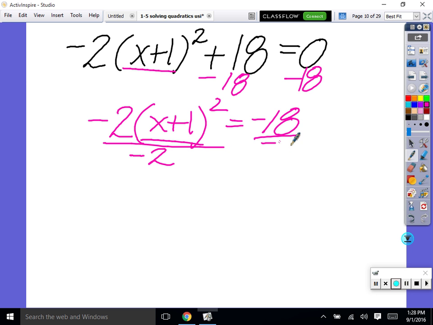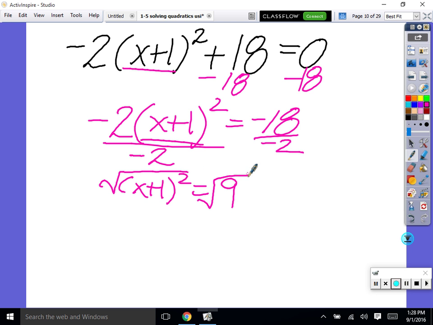Divide by negative 2. So we have x plus 1 squared is equal to what? 9. Now we can take the square root. So root cancels out with power. We have x plus 1 is equal to 3, right? But now here's where you can't forget. Square root of 9 means what? Squared equals 9. Isn't that 3? But what about negative 3? So you can't forget plus and minus 3. This is where you split it up.